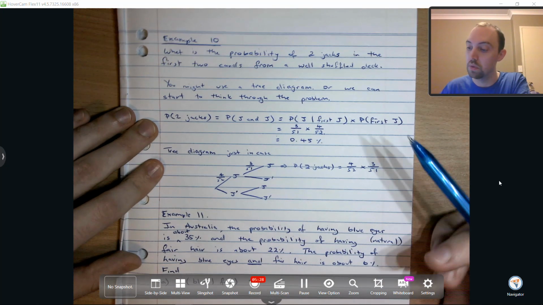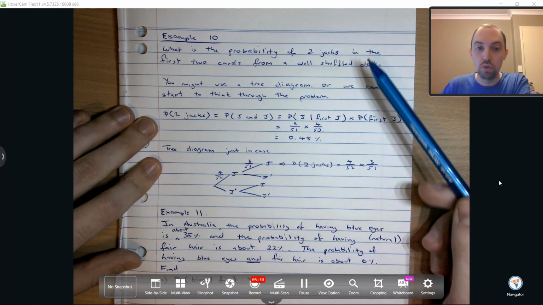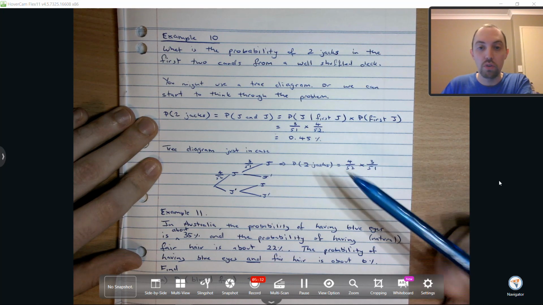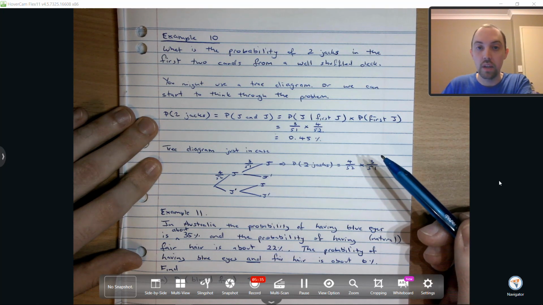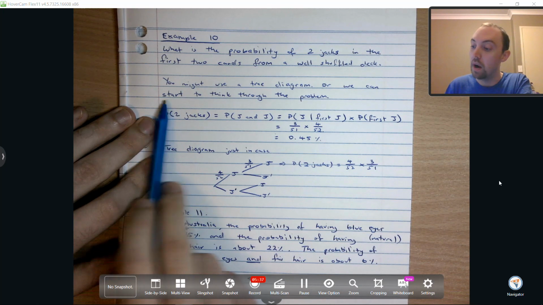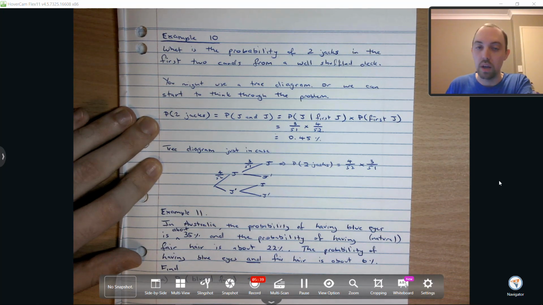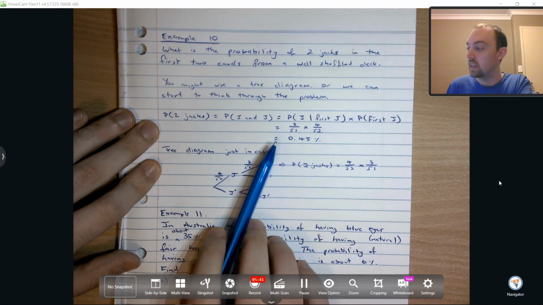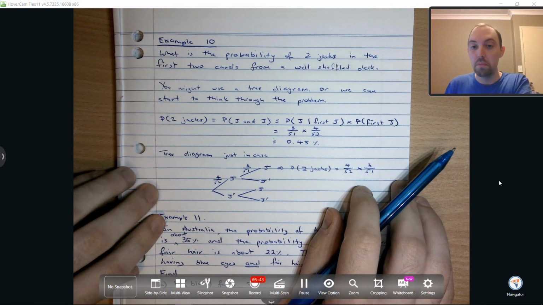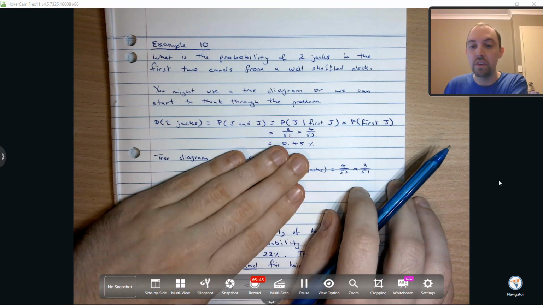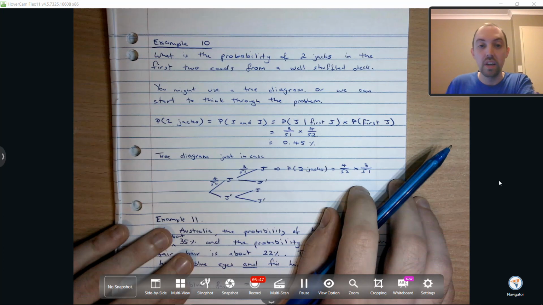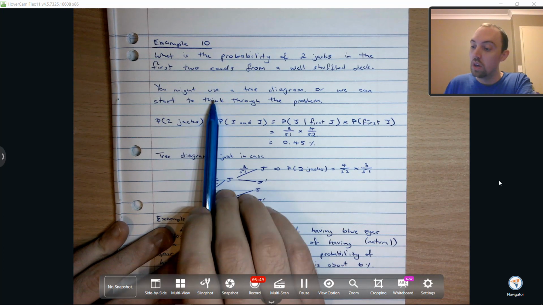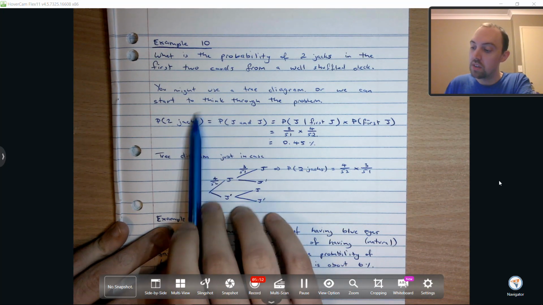Let's go to another example. What is the probability of 2 jacks in the first 2 cards from a well-shuffled deck? Now you might use a tree diagram. Okay, we'll come back to that. In fact, it's already here if you wanted to look ahead. But just for now, ignore this part. So we can just think through this problem.